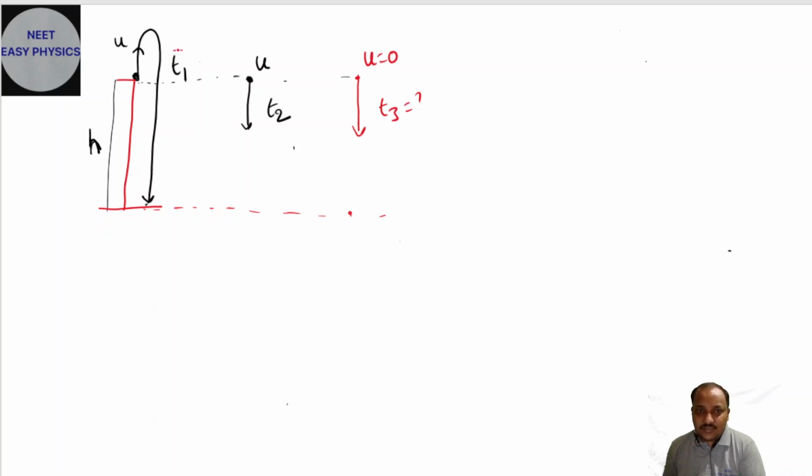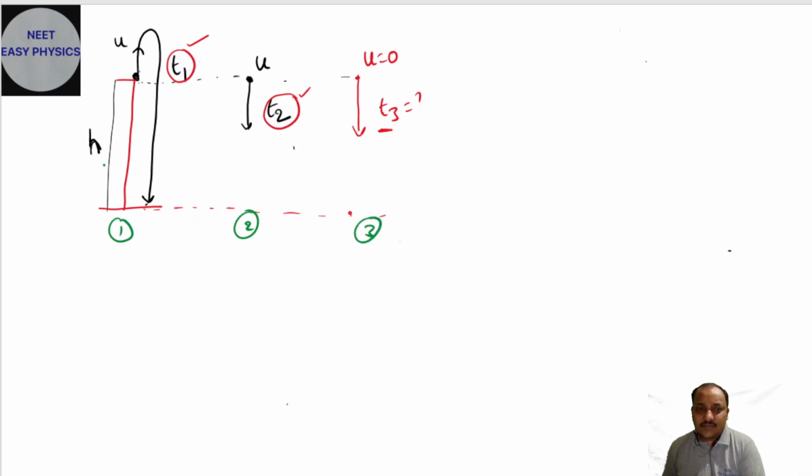So what is the relation between t1, t2 and t3 they are going to ask. They will give t1, they will give t2, and they will ask what is t3. At that time, how to solve the question we are going to see. So this is case 1, this is case 2, this is case 3.